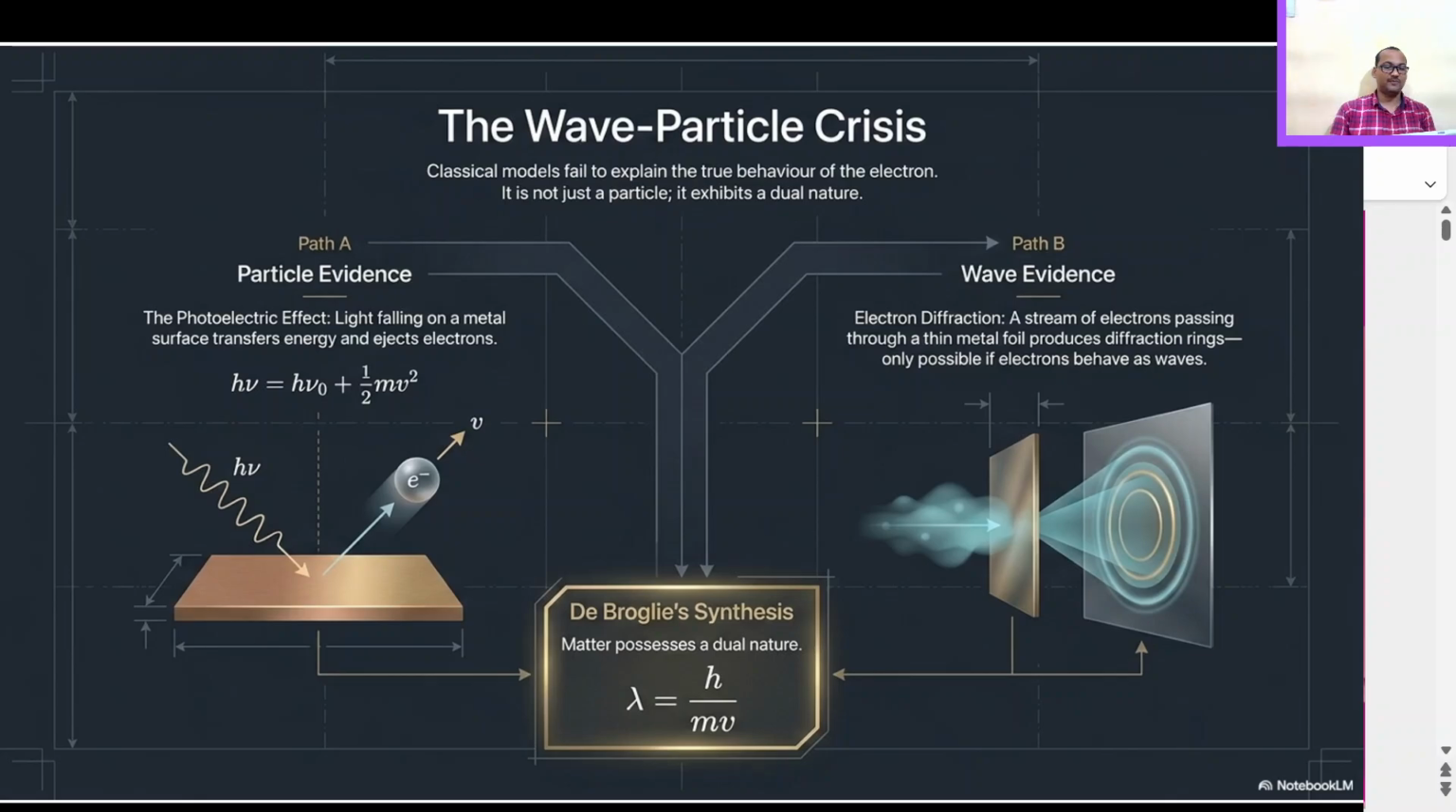Here you can see pictorially the light falling on the metal surface and ejecting electrons, that is the photoelectric effect. Then matter possesses dual nature, that is the de Broglie hypothesis, and wave evidence, that is electron diffraction. So what happens here? A stream of electrons passing through a thin metal foil produces diffraction rings. This is only possible if the electron behaves as waves.